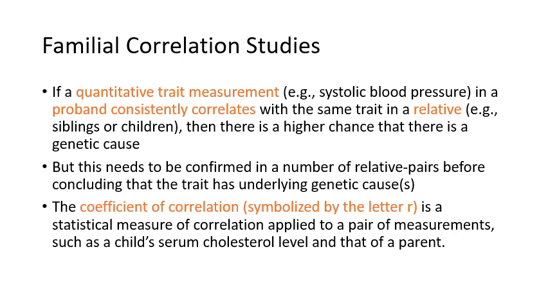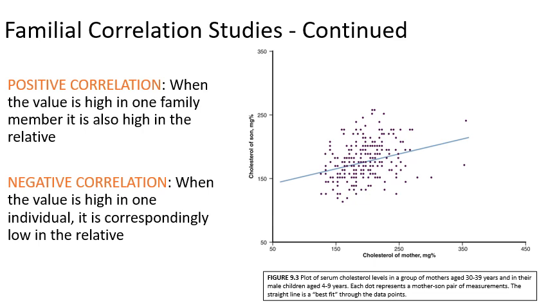We need to have a large study with a large number of relative pairs in order to confirm that there is indeed a familial correlation. So the coefficient of correlation, which is symbolized by the letter R, is a statistical measure of correlation applied to a pair of measurements, such as a child's serum cholesterol level and that of a parent. So this is how we measure correlation. Positive correlation means that when the value is high in one family member, it is also high in the relative. Negative correlation means that when the value is high in one individual, the corresponding value in the relative is low.